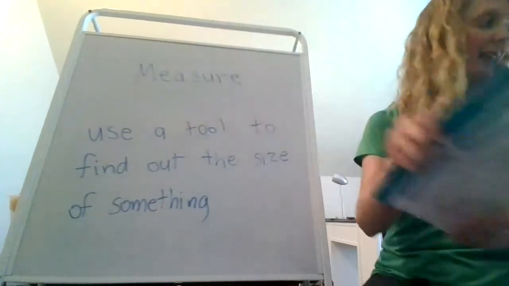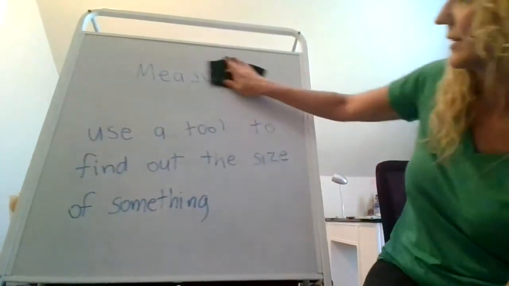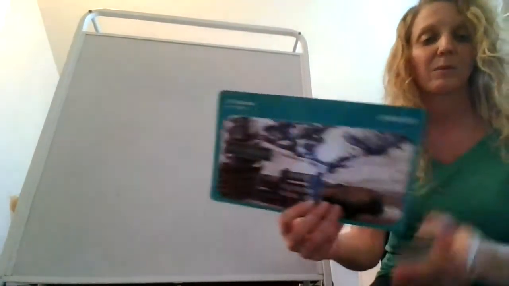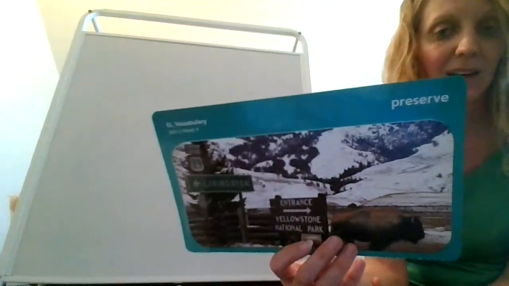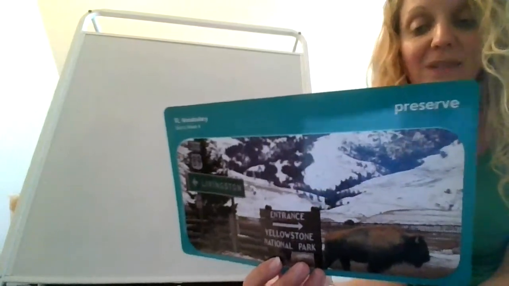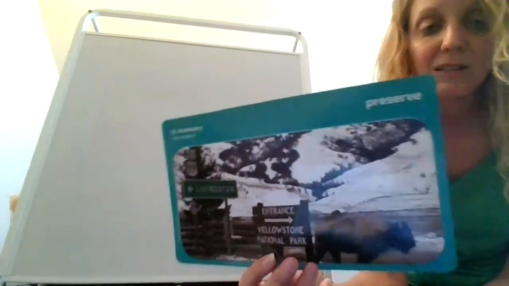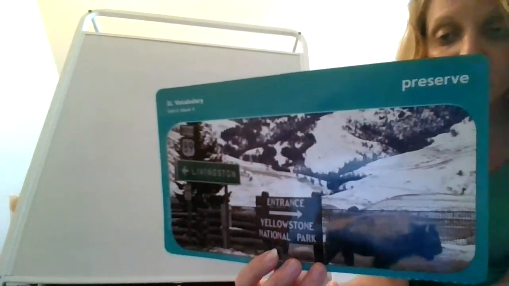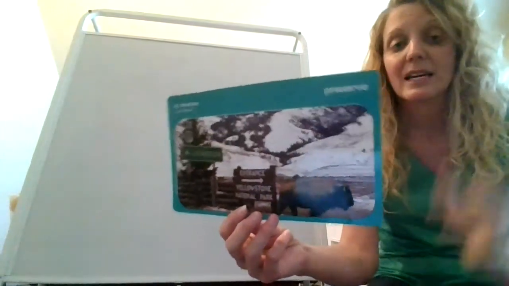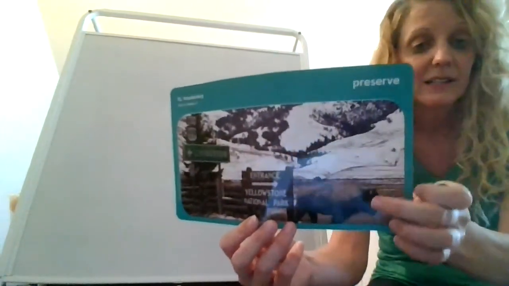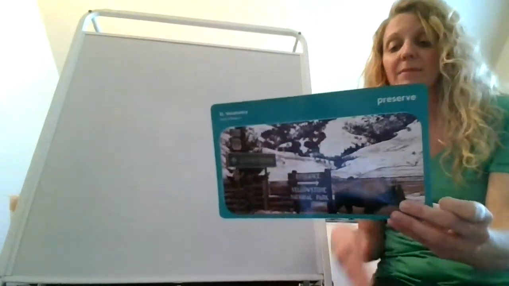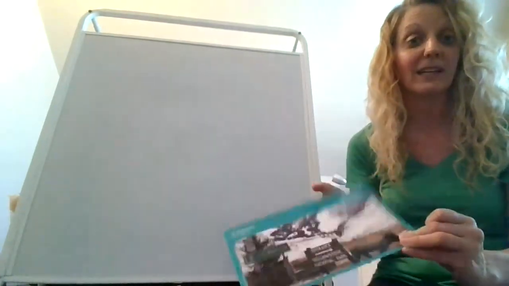Okay, let's move on to the next word. All right, that word is preserve. Okay, can you say preserve? Preserve means to keep safe from harm. So in this picture, it says national parks preserve trees and animals. That means they're not going to let someone come in and cut down their trees. They're not going to let someone come and hunt the animals or capture them. So preserve is just something that you want to keep safe. You don't want it to get hurt.